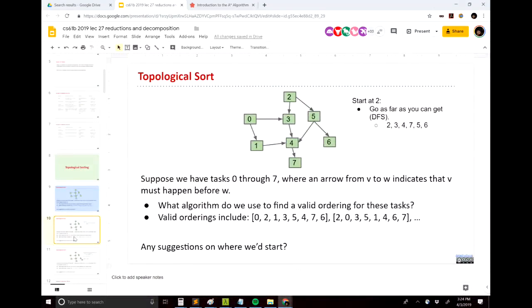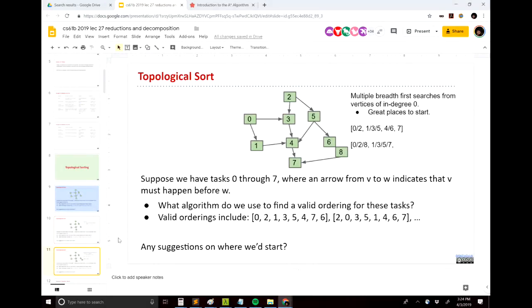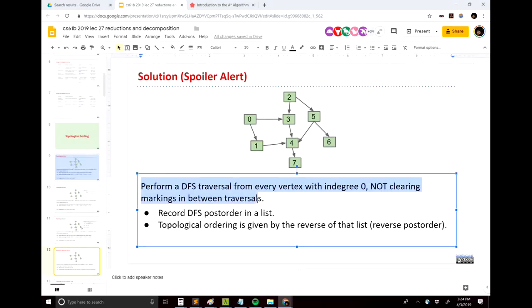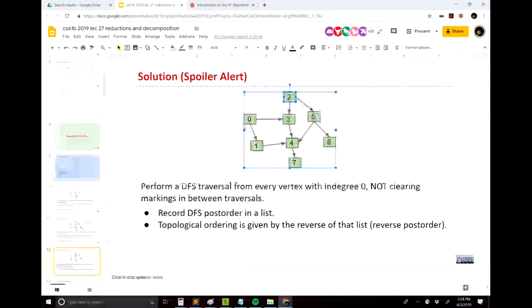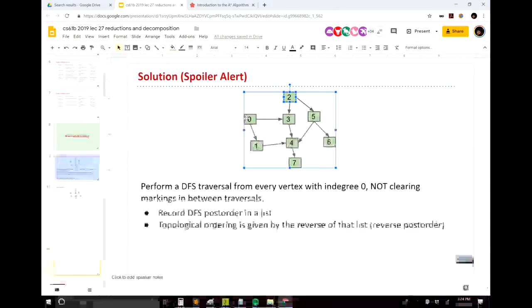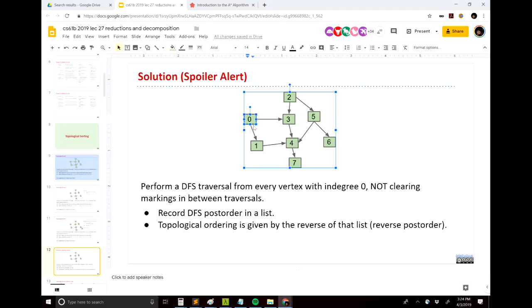Okay, so I'm just pointing out this is a pretty hard problem to solve. We tried a couple approaches. And so the classic approach to this is run a depth-first traversal from every good starting place. So you guys got that basic idea that 0 and 2 are good places to start. And what I'm going to do is an entire depth-first search from, say, 2. And then I'm going to do another depth-first search from 0. And I'm not going to clear the marked vertices in between. Okay? And we'll see why.